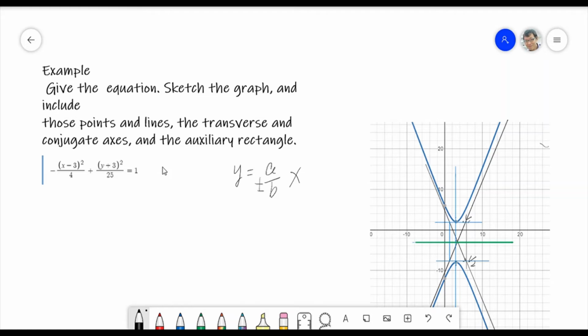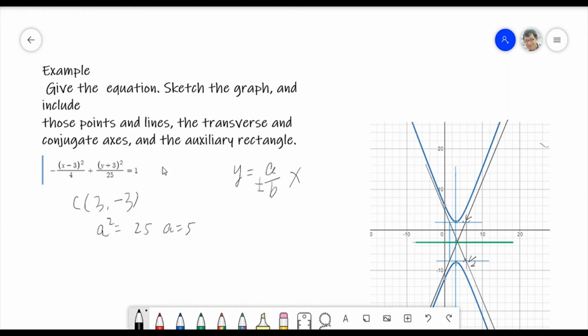All right, so let's first find the center. The center is at 3 and negative 3, am I right? So this is the center, 3, negative 3, right? So what is a squared? A squared equals 25, so a equals 5, right? Am I right? So okay.